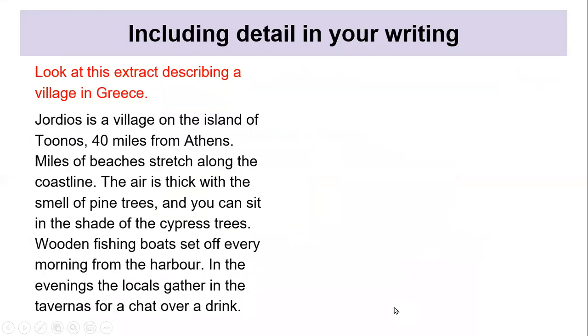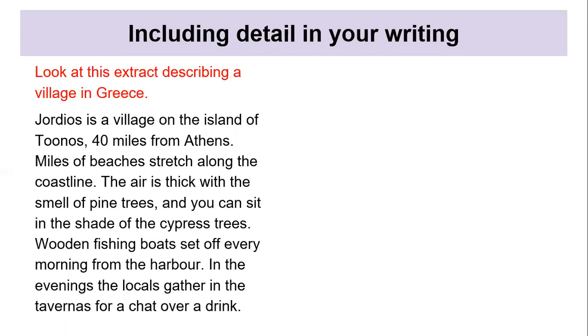I've got an extract here about a village in Greece. Let's have a read through it first. Iodios is a village on the island of Tunos, 40 miles from Athens. Miles of beaches stretch along the coastline. The air is thick with the smell of pine trees, and you can sit in the shade of the cypress tree. Wooden fishing boats set off every morning from the harbour. In the evenings, the locals gather in the taverna for a chat over a drink.